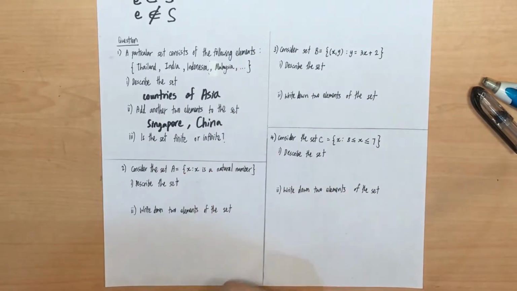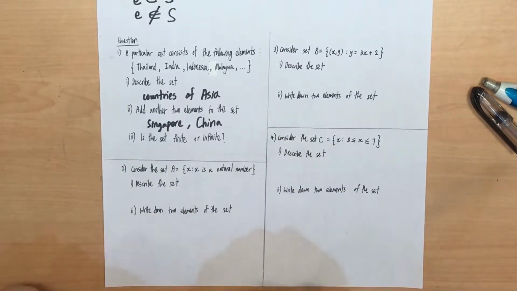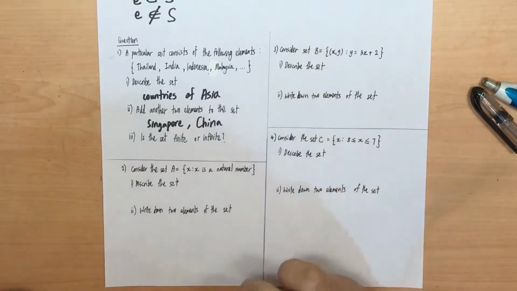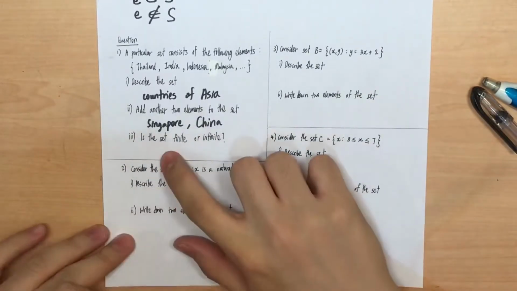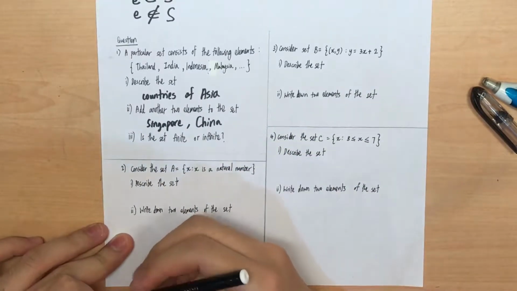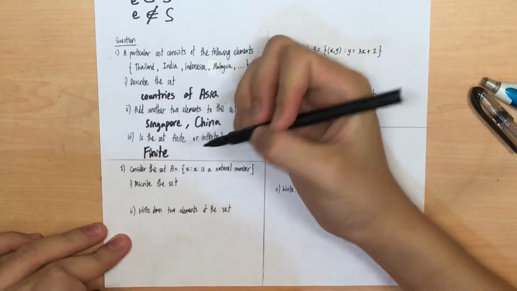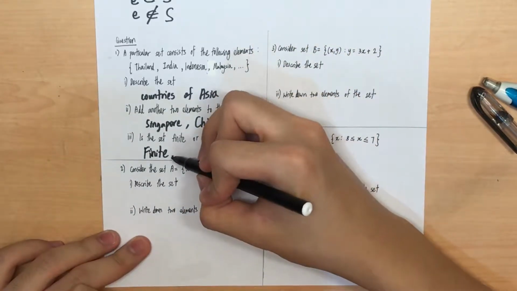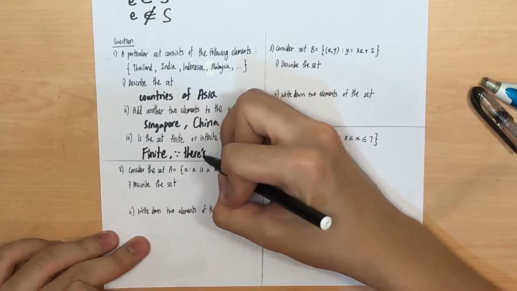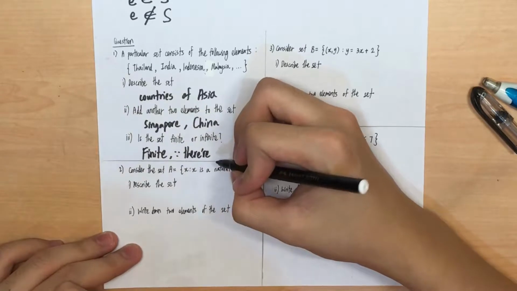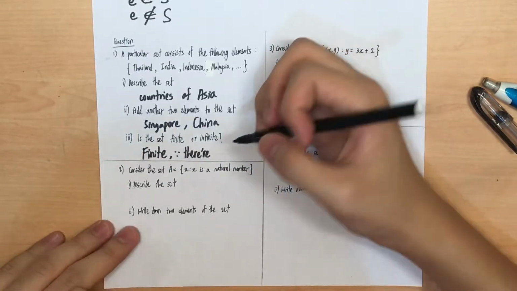Question 3. Is this set finite or infinite? When we talk about finite, it means there is a limited number. Infinite means there are infinite answers. So is this set infinite? No, this set is finite because there are a finite number of countries in Asia.